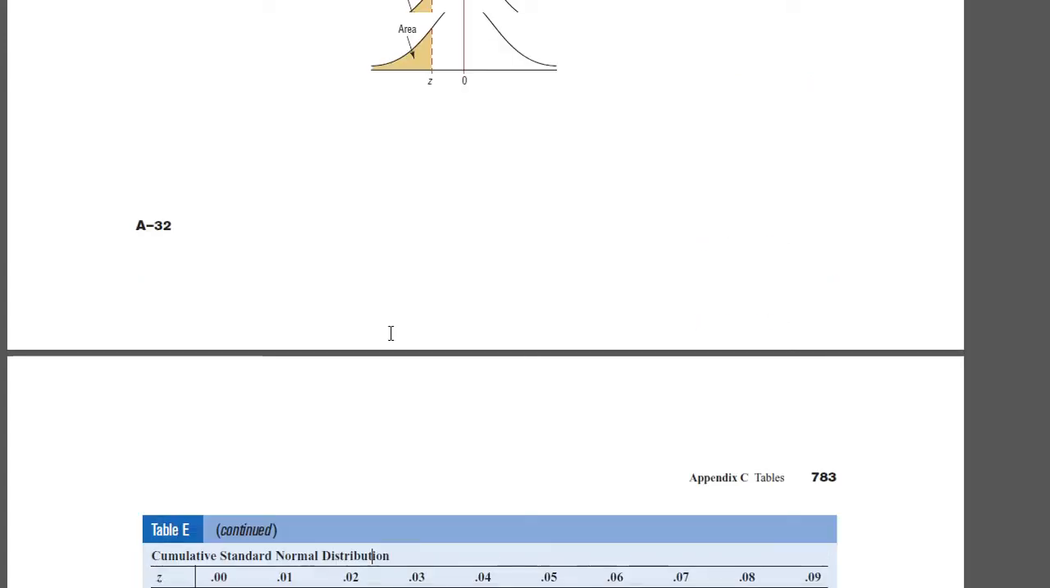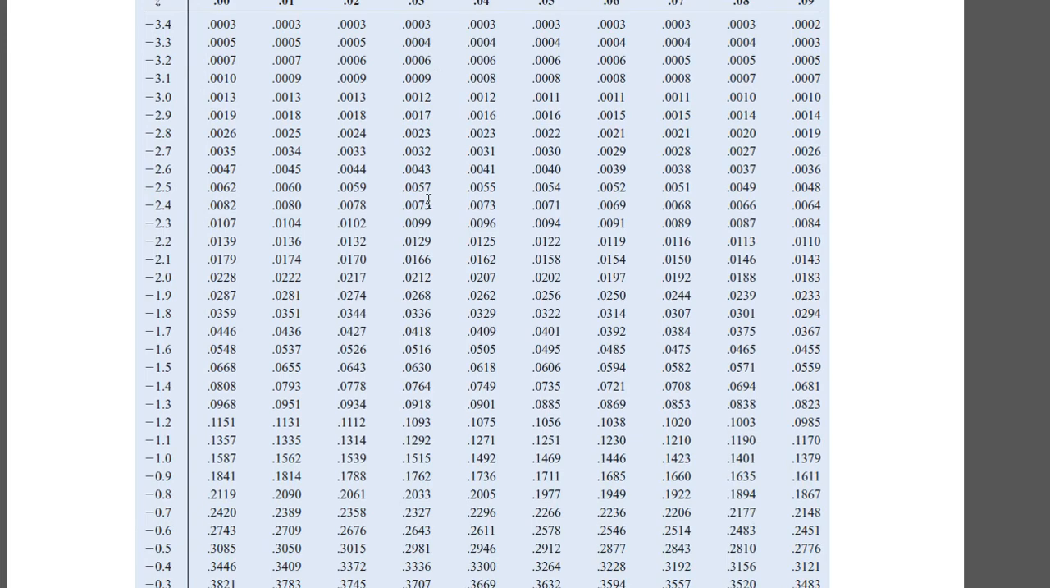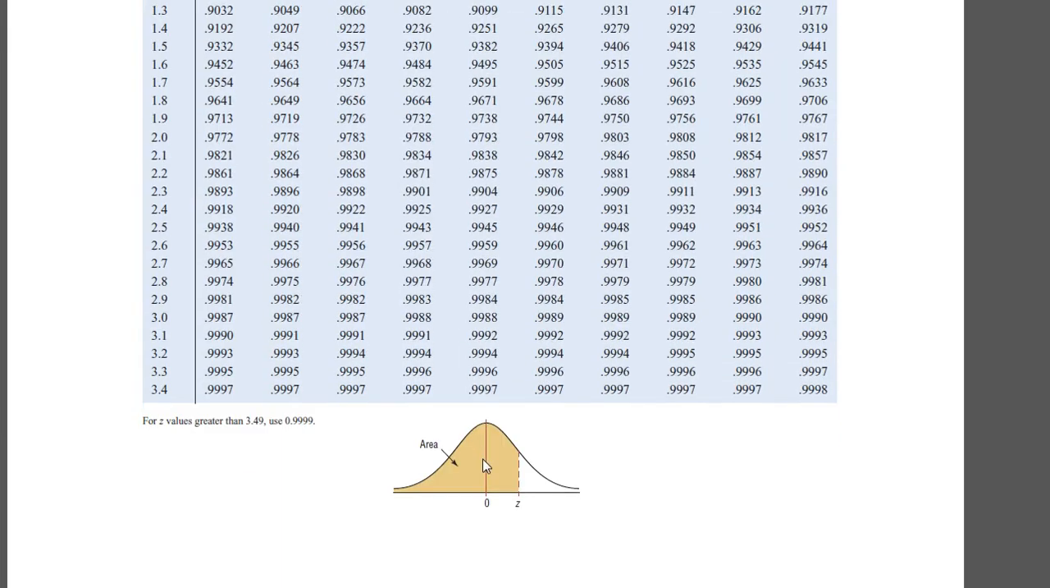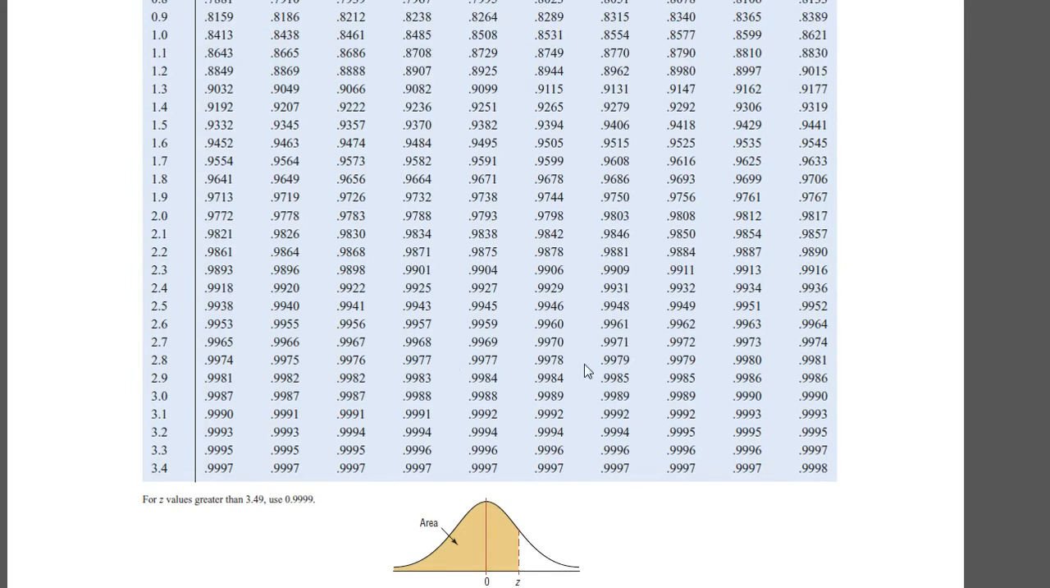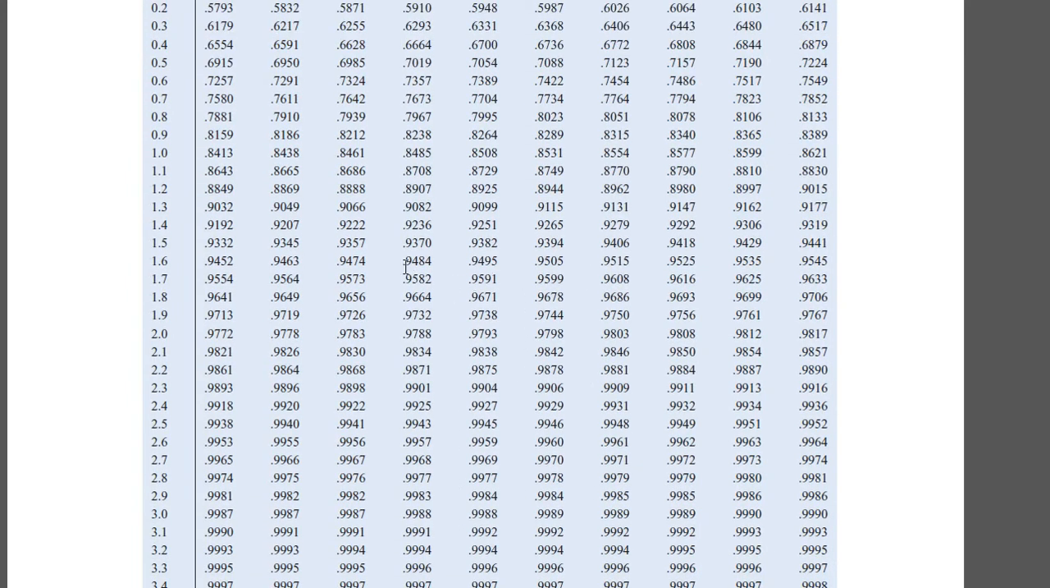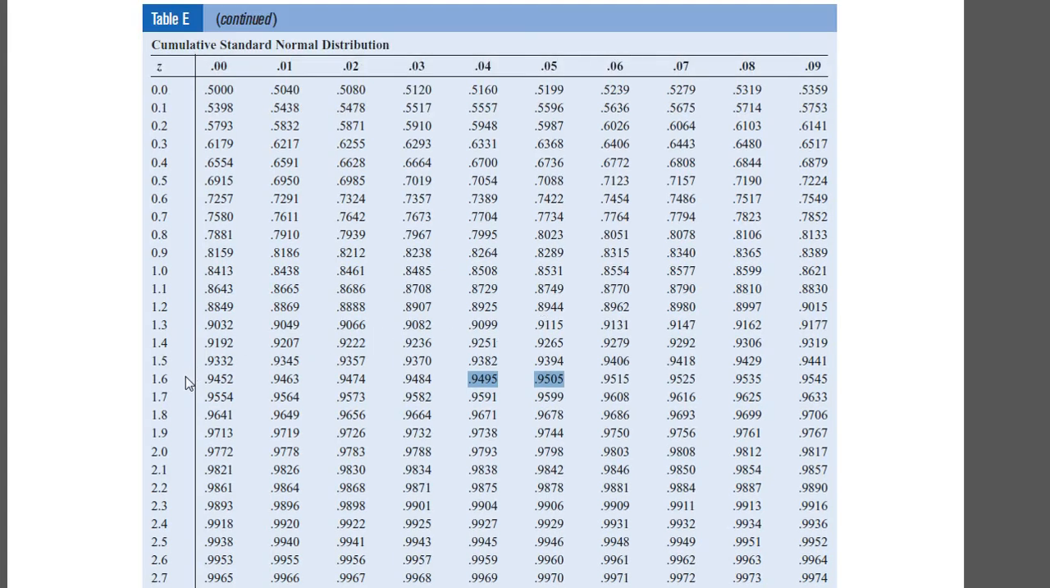Okay, I've already got my normal distribution table. That z is definitely going to be positive, so let's look for 0.95. Oh, it's right in between these two: 0.9495 and 0.9505. 0.95 is literally right in between. So I will use the z that has the larger absolute value. So 1.64 or 1.65. I'm going to use the larger one, 1.65.